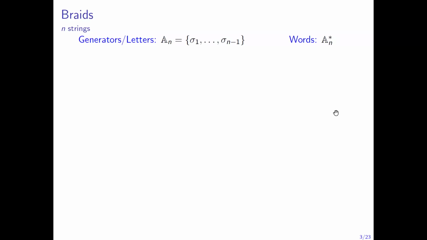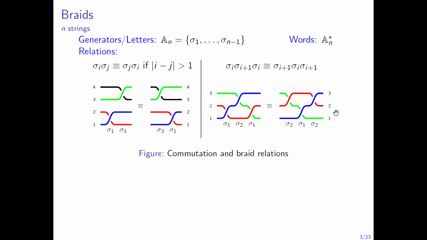But we still want to look at them up to continuous deformation. So how will that translate in the discrete case? We'll have a set of relations which are going to inform us on whether braid words are equivalent up to deformation. There are two kinds of relations. The first one are commutation relations, which are pretty self-explanatory. Some letters commute, and that's just when they don't involve common strands.